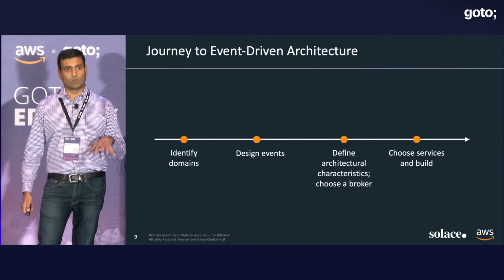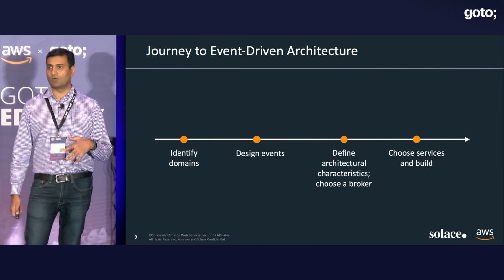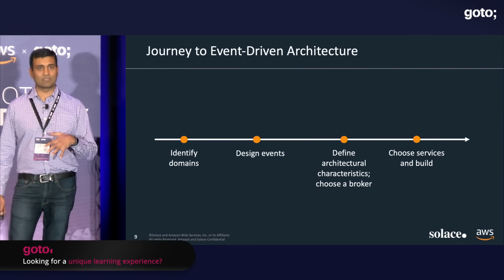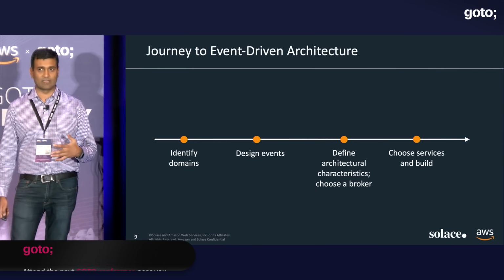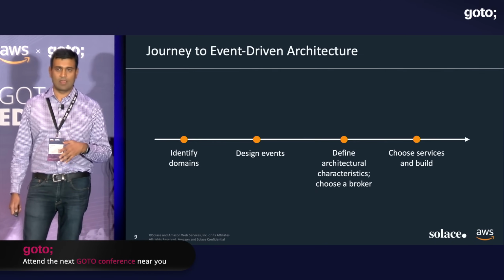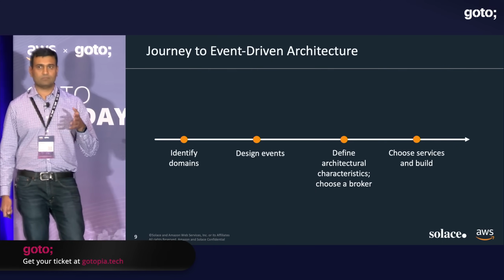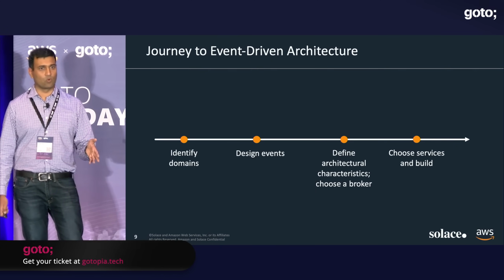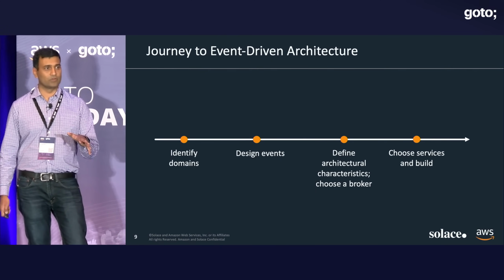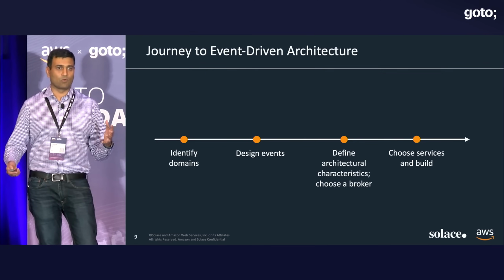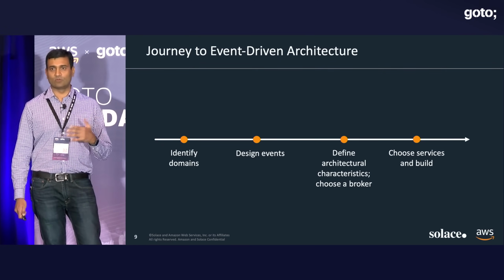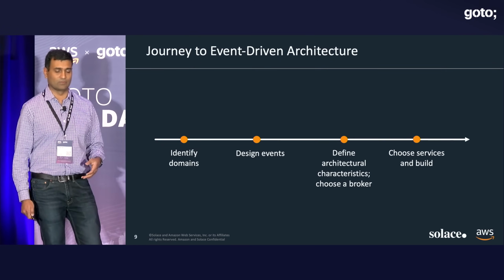Right? So once you identify the domain, you need to think about designing events. In the next couple of slides, we will see how to design events and what the ways of designing events are. And then you think about what kind of broker you need. There are some criteria that you need to use to select the broker. And finally, you start building the actual system.